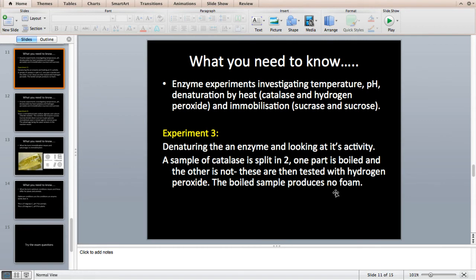This is a higher level experiment only, but the confusion can be, girls, when you're asked a question about denaturation of catalase versus optimum temperature of catalase. Okay, remember, optimum temperature is where we do 4 temperatures. Denaturation is where we boil one sample, we don't boil the other.